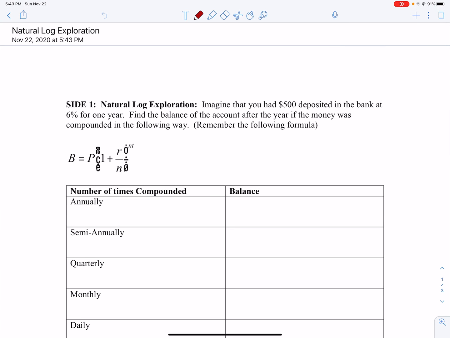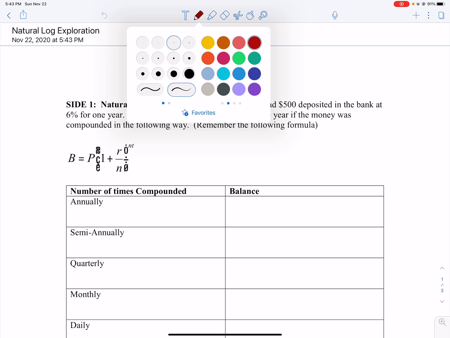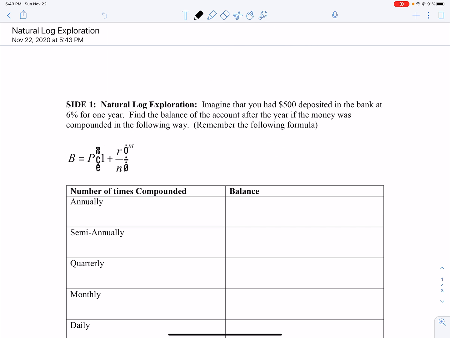All right, so this is the natural log exploration, and I don't know why these keep doing this, but I'm guessing this is what your PDF came out as. These were supposed to be giant parentheses, and they're like weird letters. So that's the formula. We know that's the formula for something that's compounded.